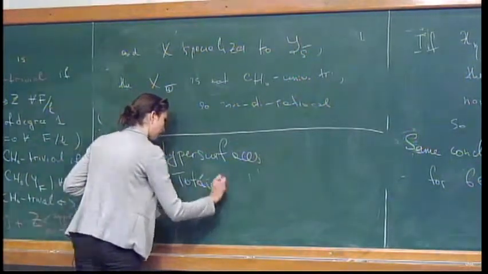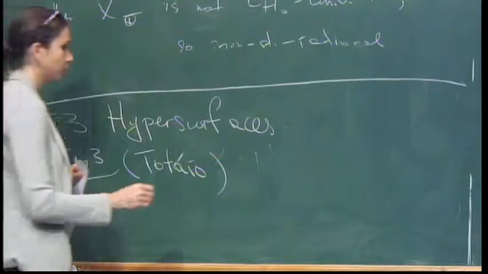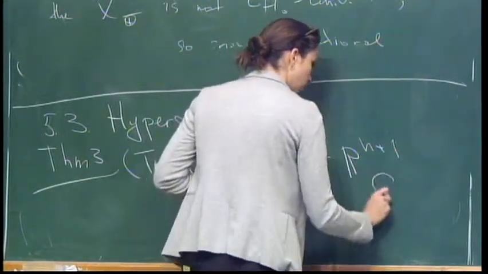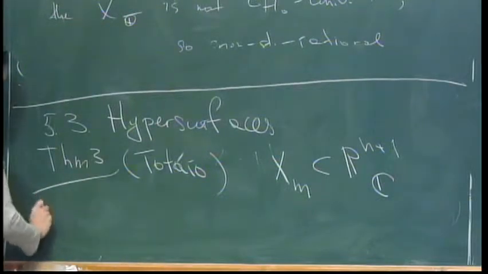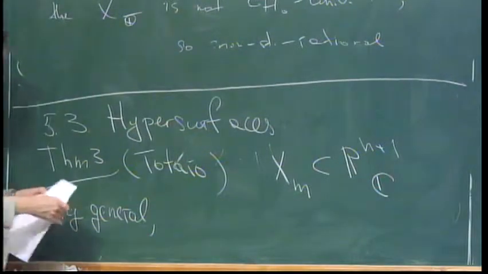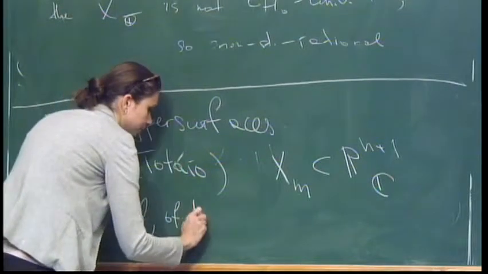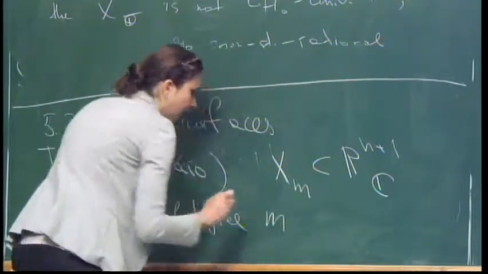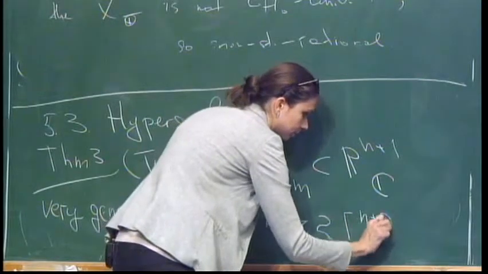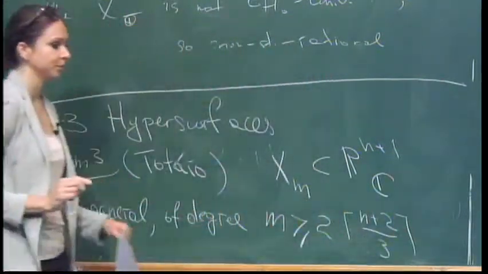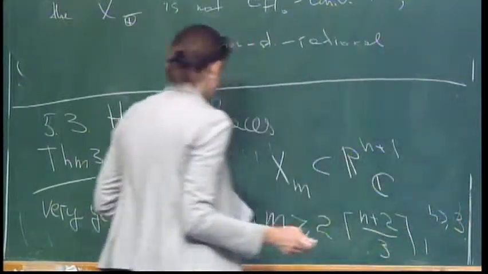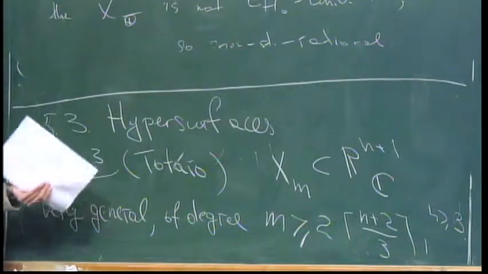The result is the following one. Consider a hypersurface in P^{n+1} with complex coefficients, very general, of degree m, which is at least this one, 2 times what I wrote before. Here let's take n at least 3. Well, the conclusion is that a very general such hypersurface is again not stably rational.